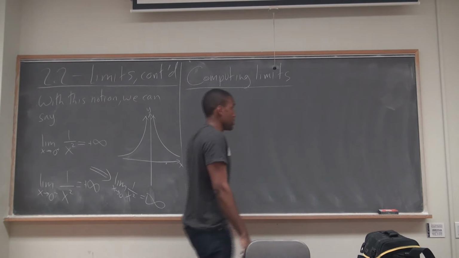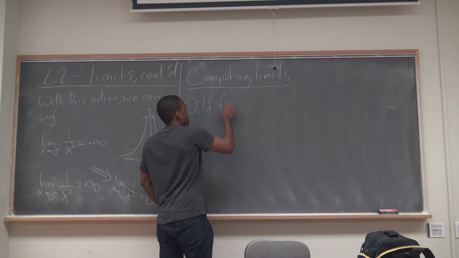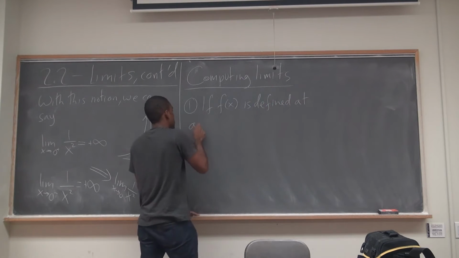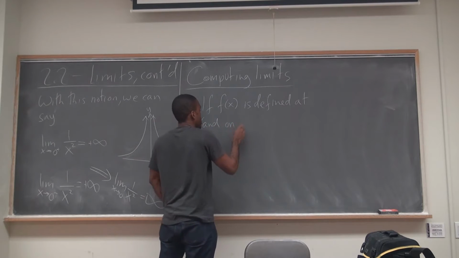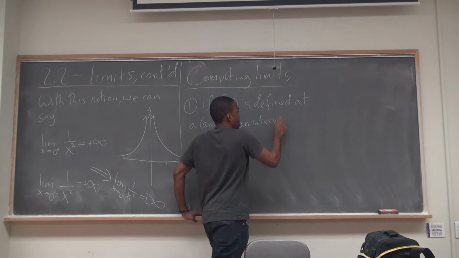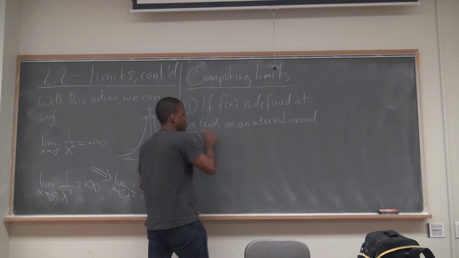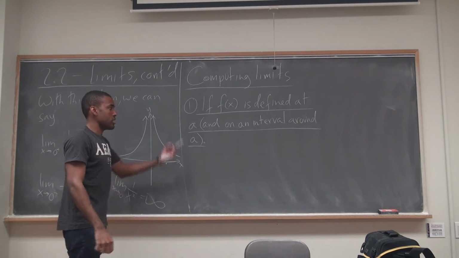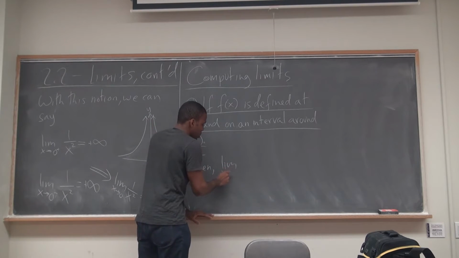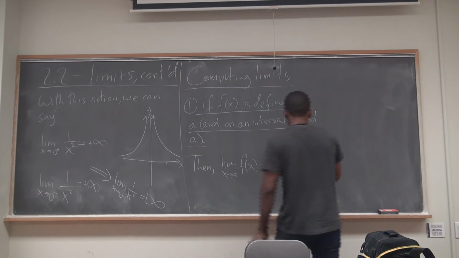There are a couple cases. The first one is the least interesting one. If f of x is defined at a, so if our function is defined at the point we're approaching, then the limit as x approaches a of f of x is going to be f of a. Right? Just plug in the number.